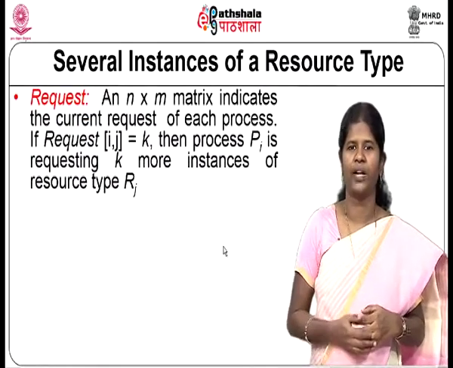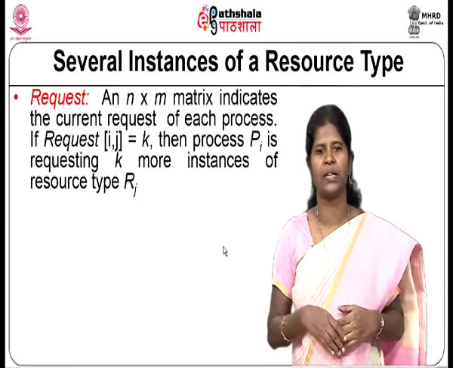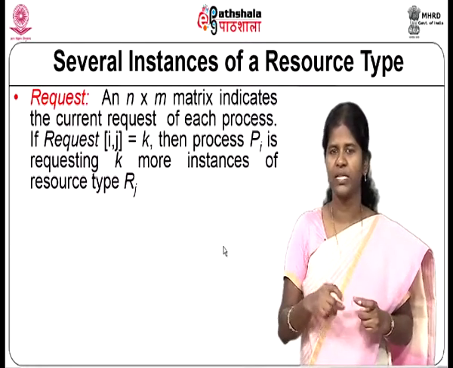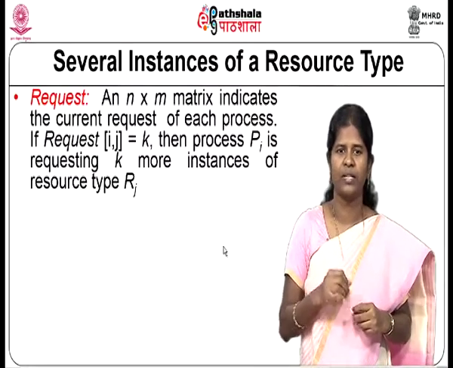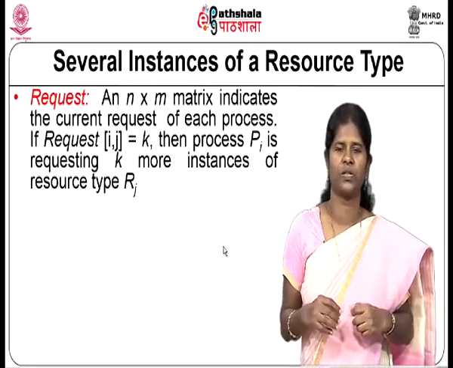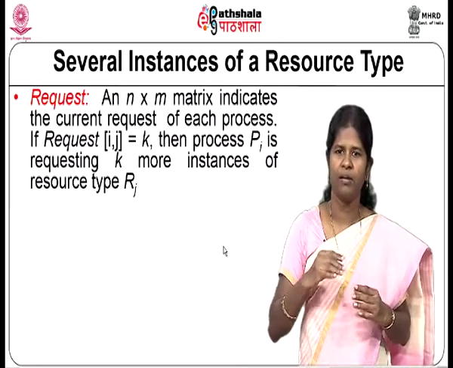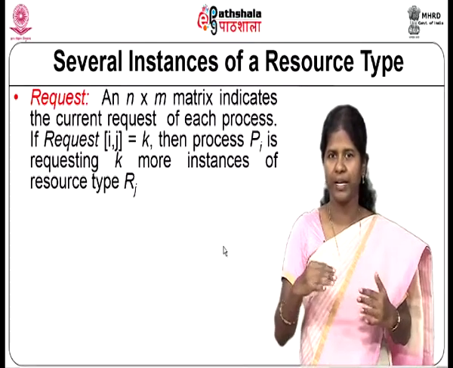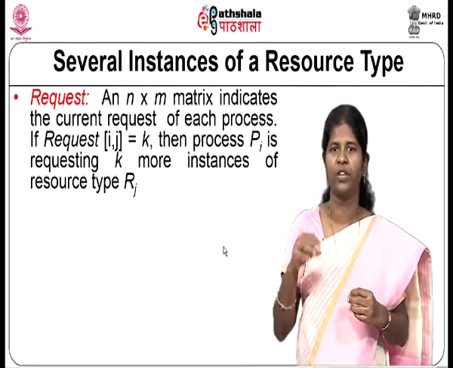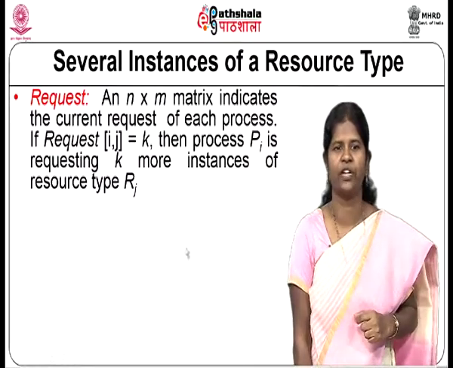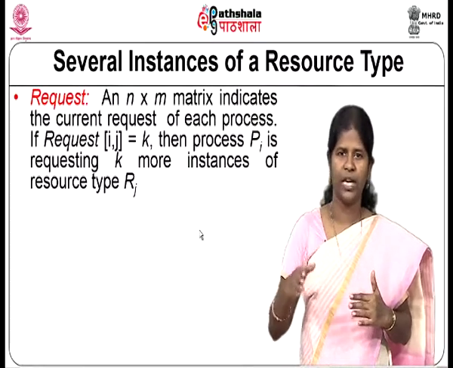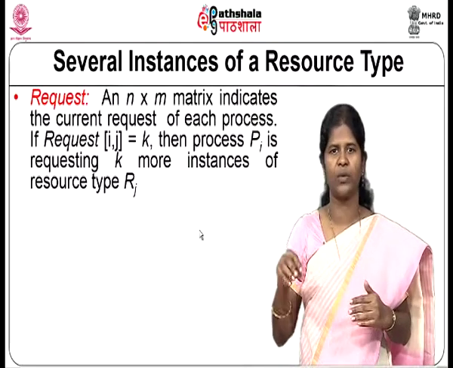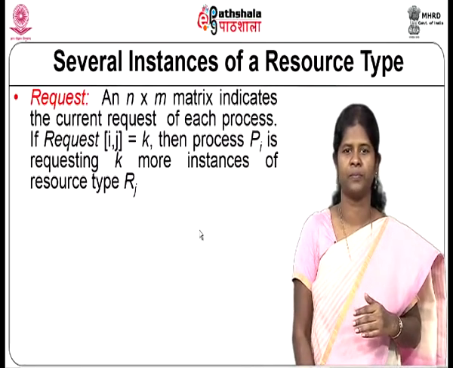And then you have another matrix, again an n by m matrix. This is the request matrix. This is different from the Banker's algorithm. This is the matrix that indicates the current request of each process. Here each process is currently requesting some instances of resources. So, if request of i, j is equal to k, the ith process is requesting k instances of the jth resource type.